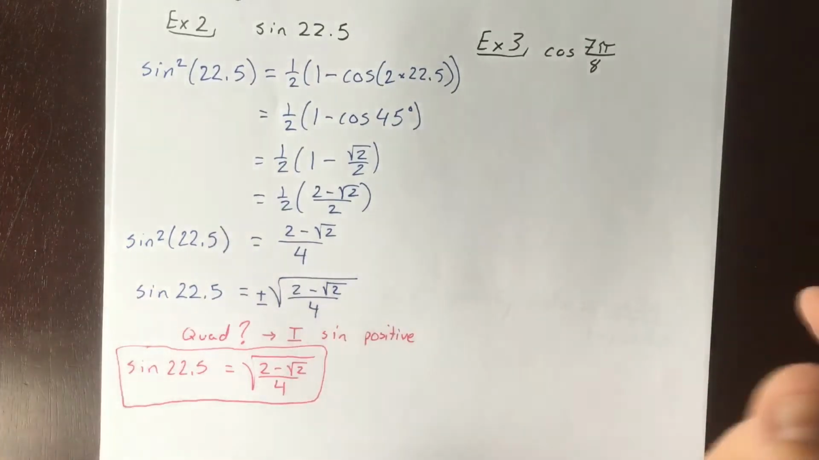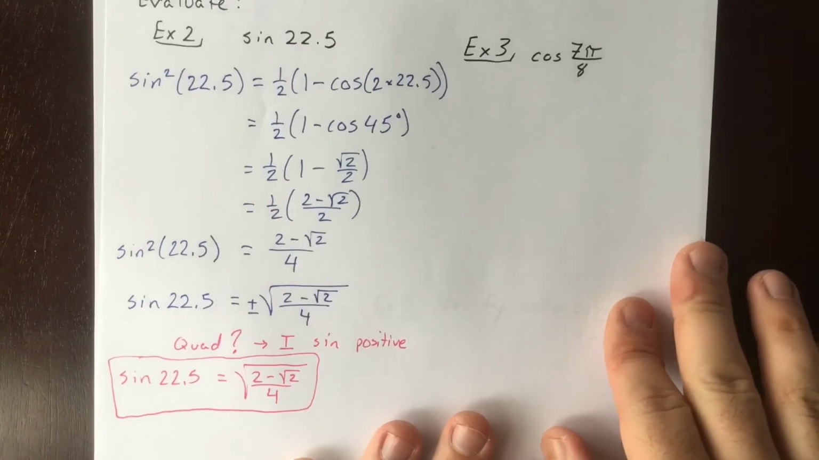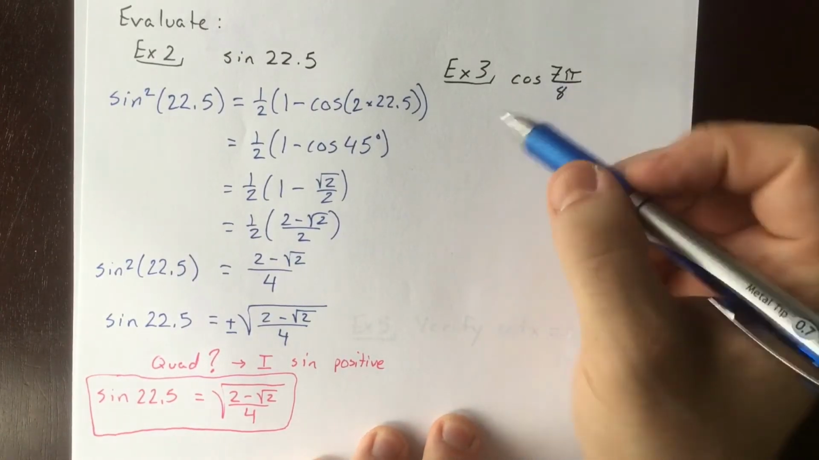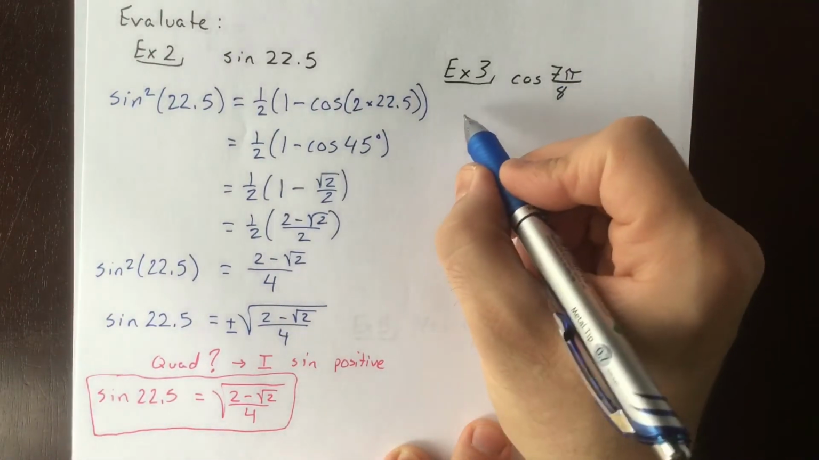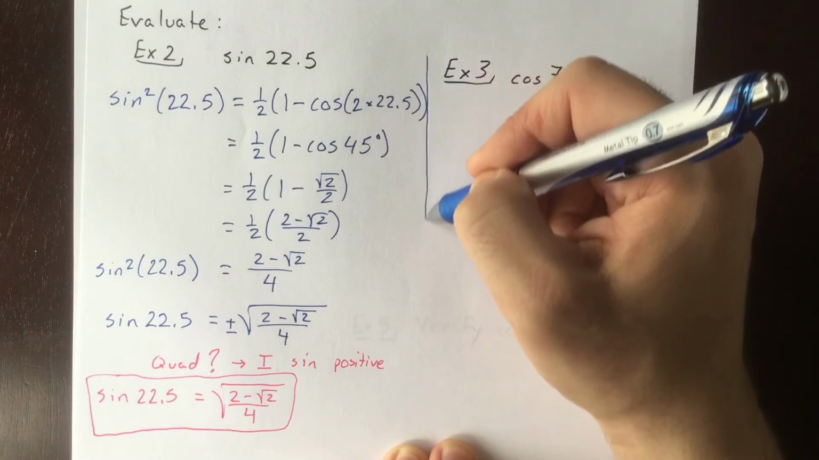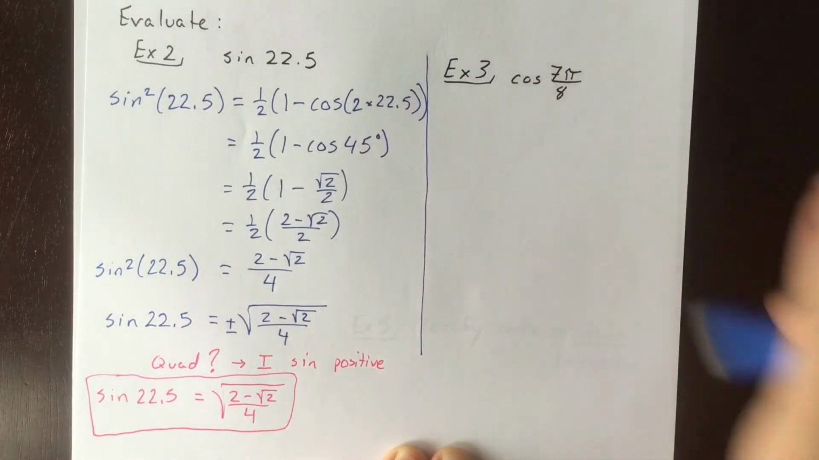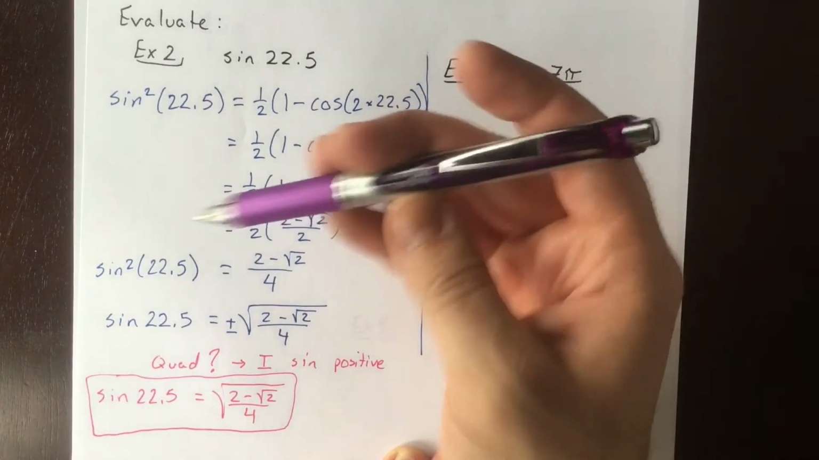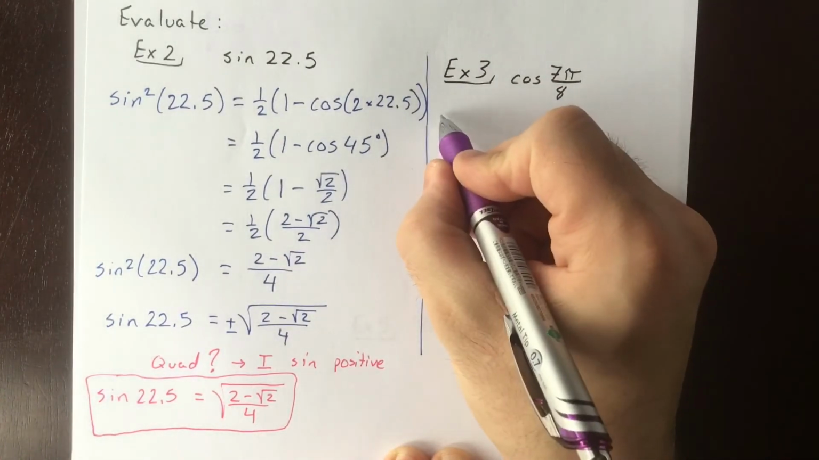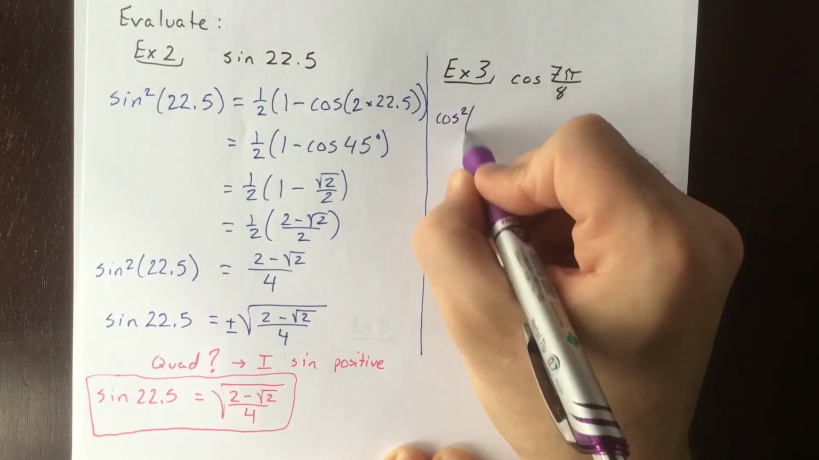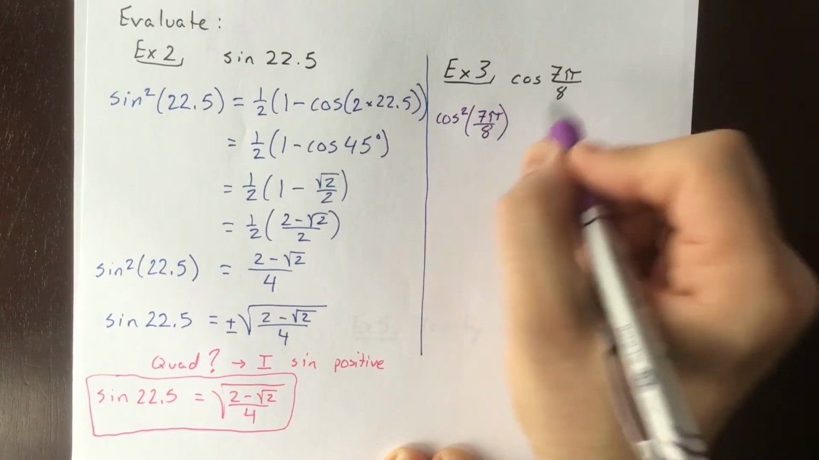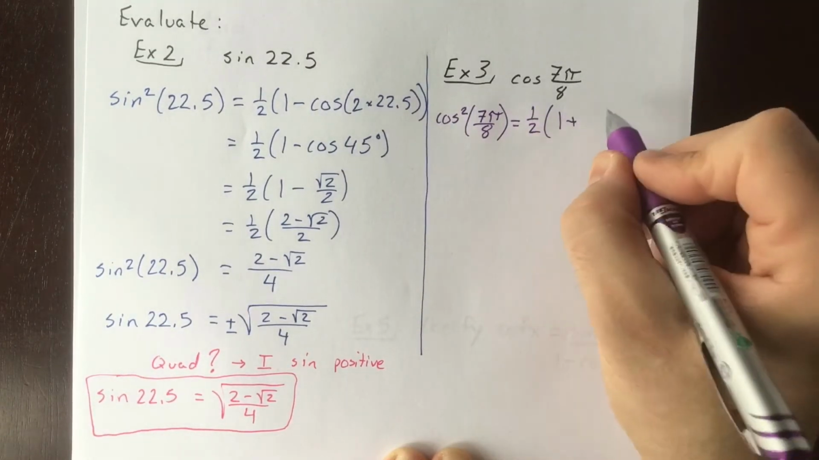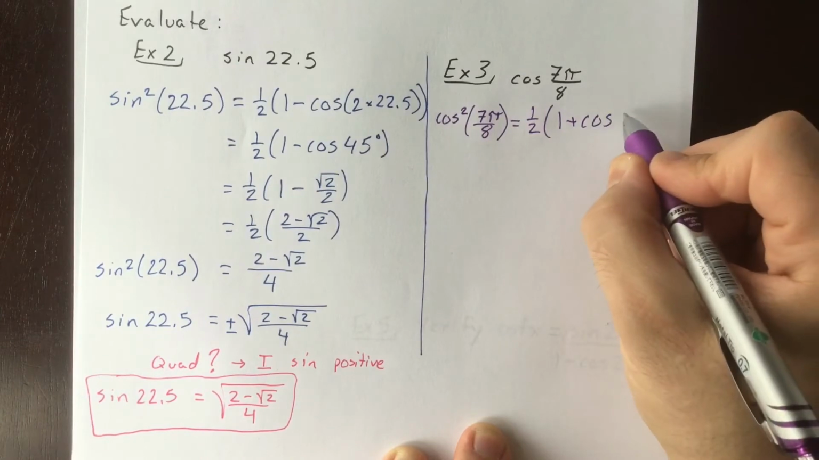Okay, looking at example 3, cosine of 7 pi over 8. We would have, let's draw a line down, using a different color just for contrast. These pens are amazing, guys. So we would have cosine squared of 7 pi over 8. It's going to be 1/2 of 1 plus cosine of 2 theta.